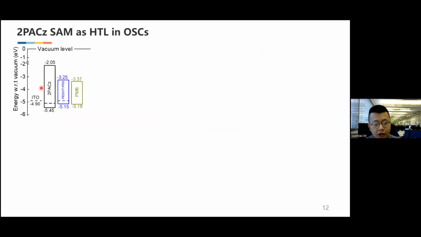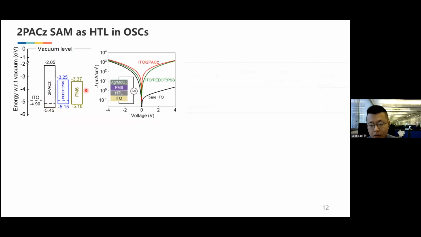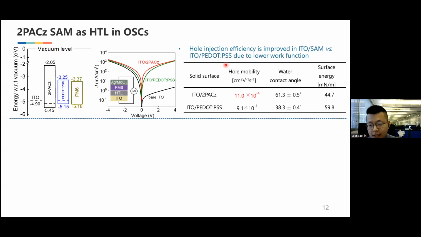And from the energy level, because this SAM has a work function of around 5.3 eV, it will increase the hole extraction efficiency.